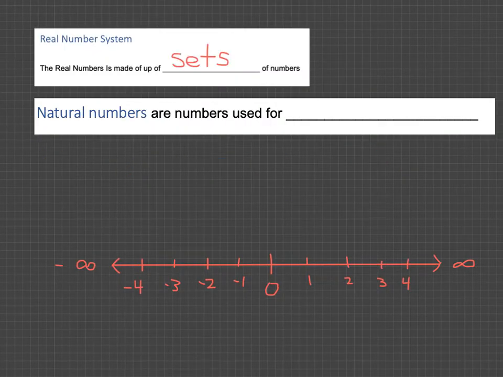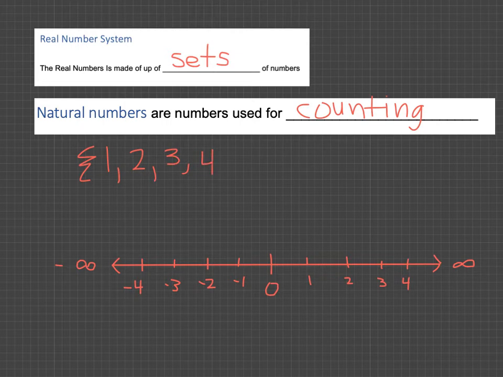So now let's go back to the sets that make up the real number system. First set is natural numbers, and they are the numbers that are used for counting. And these are often the first numbers that we encounter in life. And when we count, we start with 1. And then we go to the next whole number of 2, 3, 4, 5. And we could continue counting forever. So that dot, dot, dot there means that that list continues on without end. It goes to infinity.